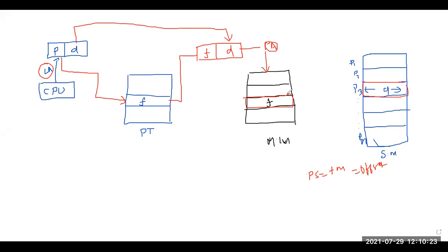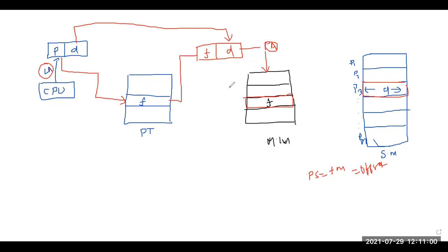So in today's lecture, we will learn some of the numerical problems associated with this conversion of logical address to physical address, how actually we convert it. Just remember this concept. If you do not remember this concept, then you will not understand the numerical problems. Again, I'm saying secondary memories have pages of the same page size.